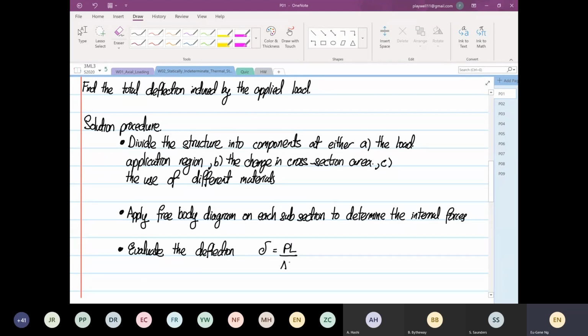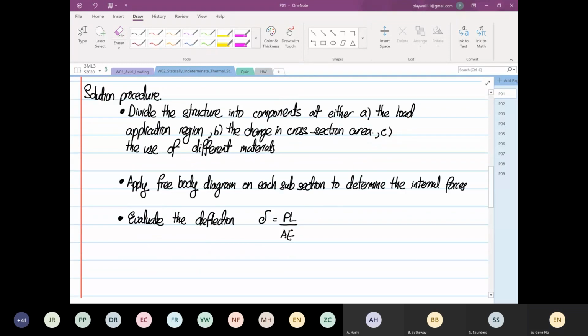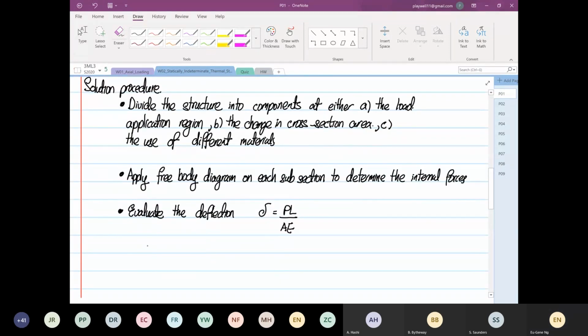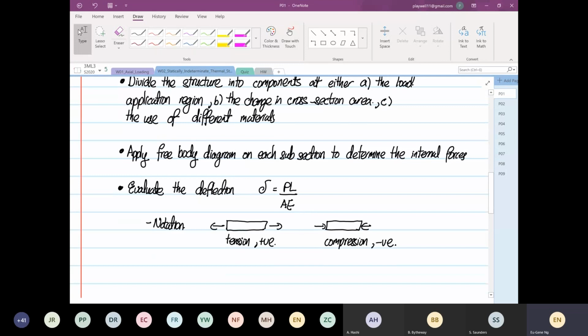Last week we derived this formula, and from then the notation that we're going to use is, if we have a member over here, a section over here under tension, tension is positive, and if it's under compression, it is going to be negative. Okay, so that is the notation that we're going to use.